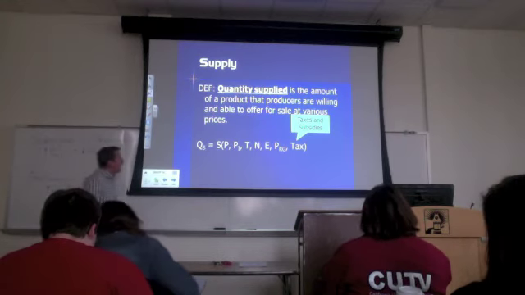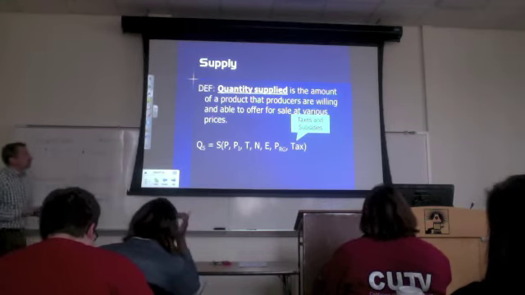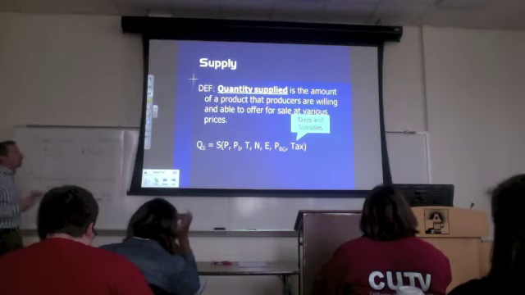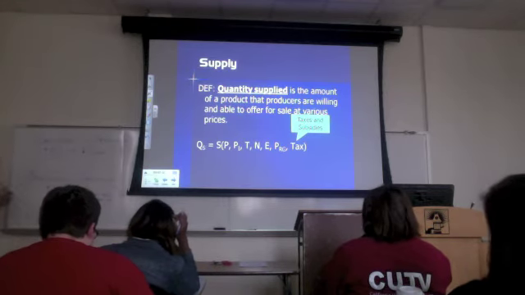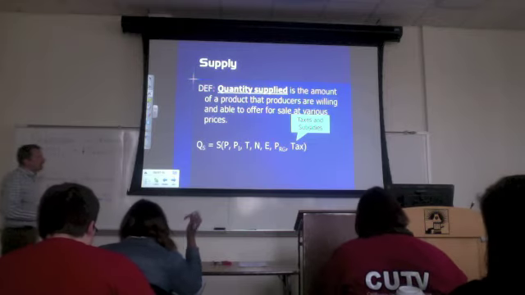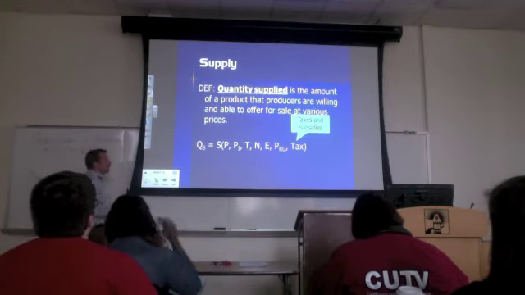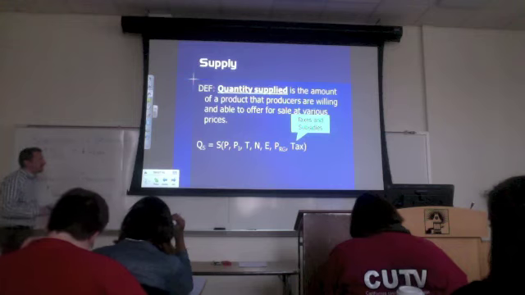And the final item that we can throw into the supply relationship is a non-market one. It's a government aspect that might affect the supply relationship, and that would be taxes and subsidies.